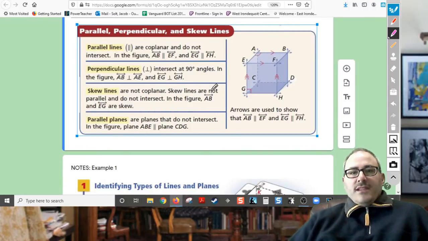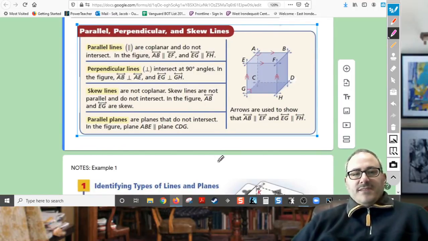All right, skew lines are not coplanar. So line AB and EG. Where's EG? Let me find EG. There's EG. So EG goes up and down. AB goes side to side. They're not on the same plane. They will never touch, just like parallel lines will never touch, but they're definitely not parallel. They don't have the same slope. They're not on the same plane. So while AB and EG will never touch, they're not parallel because they're not on the same plane. So that's a requirement you need to know for parallel lines. They do need to be on the same plane.